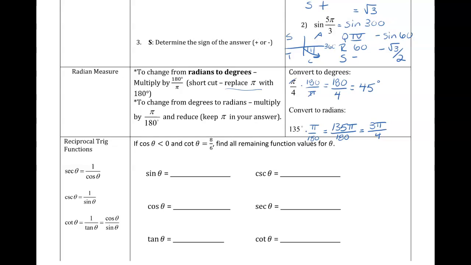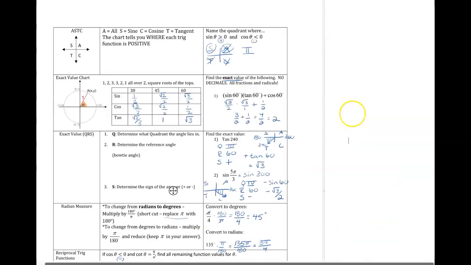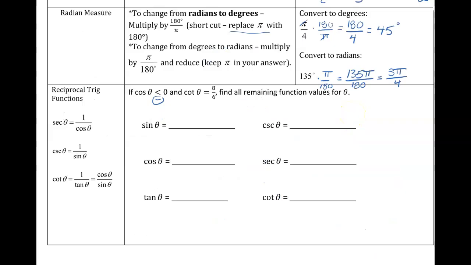In this next function, we are asked to find all remaining values for theta given this information here. We have cosine is less than 0, which is a fancy way of saying cosine is negative. And we have cotangent is 8 over 6. Now I can already at this point fill in one of these blanks by saying cotangent is 8 over 6, which tells me I also know tangent, which is 6 over 8.